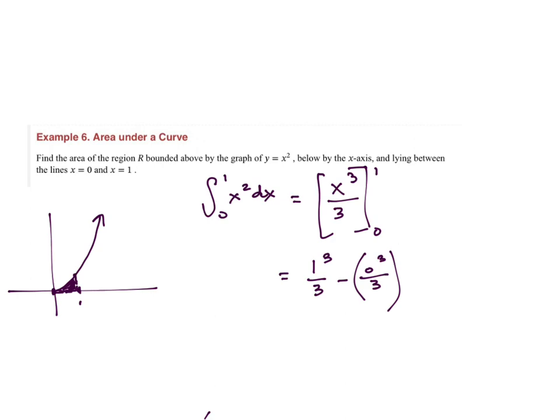Note that a lot of times if x is 0, that part will do something. A lot of times it goes away. Okay, so what's my answer? 1/3. So what does that tell me? What do we find? We found the area of that not pretty geometric shape. That's not a triangle. Thank you, calculus.